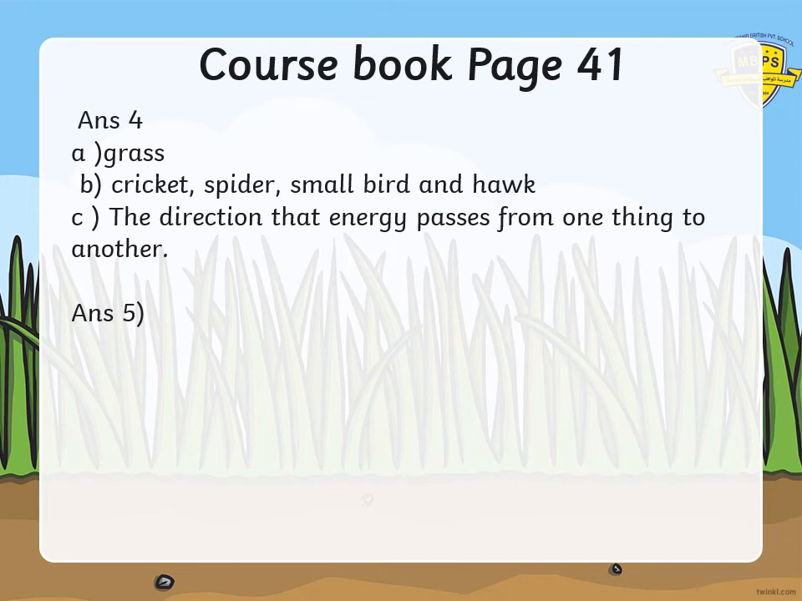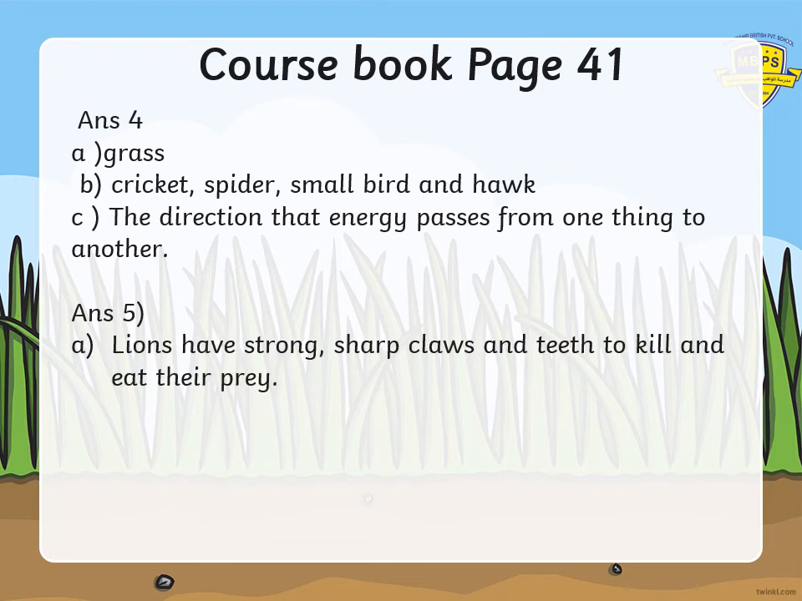Question number 5. The lions in the photograph on page number 41 have killed a zebra. How are the lions adapted to live in this environment? For this you can have many answers. I'll be giving you all the options. You can choose any one and you can write it down. How they have adapted themselves. This is adaptations.